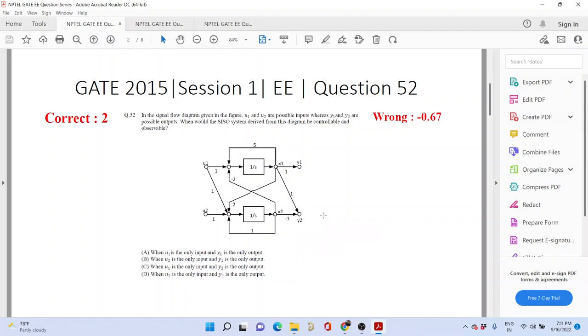If you look at the output y2, it would be observable because it contains information about x2 and x1, and it seems as if I control this u1, then I can control both of these. This is what our intuition says, but is it true? That is the question. It is a GATE examination, so you need to verify your intuition.